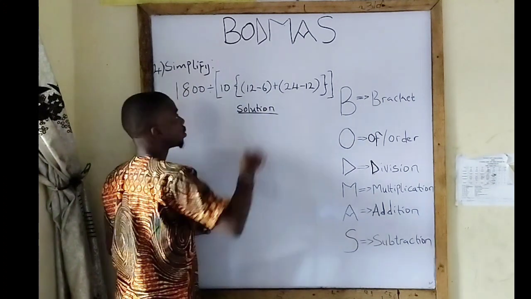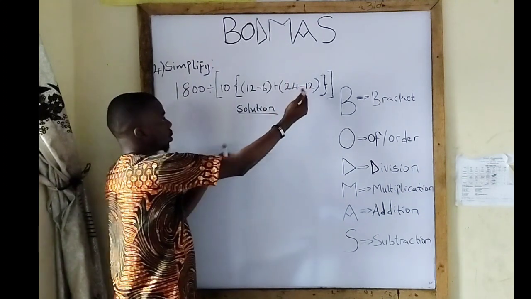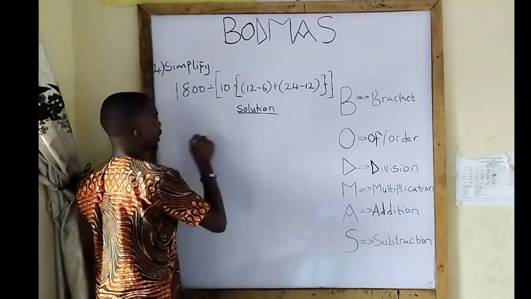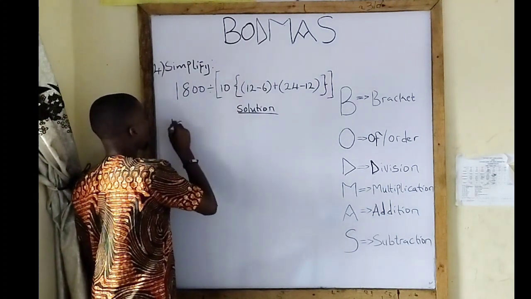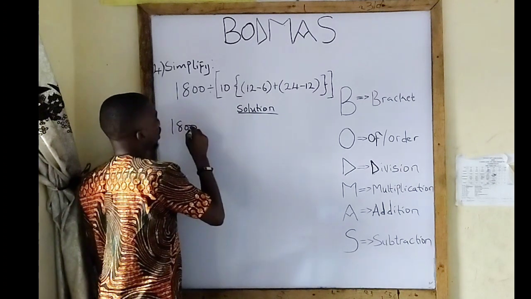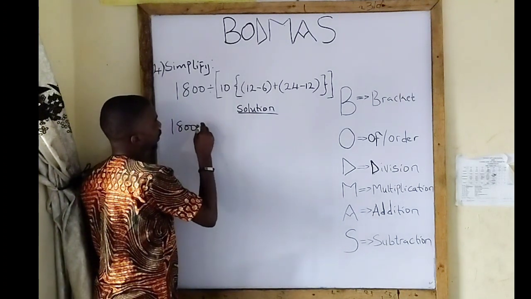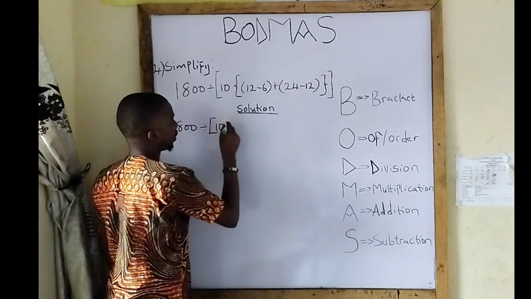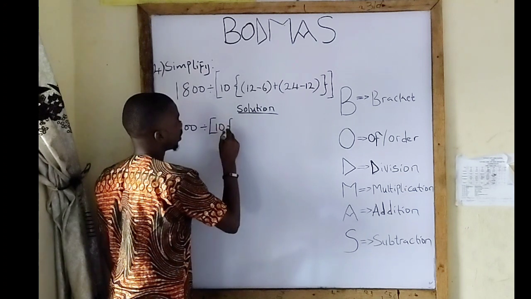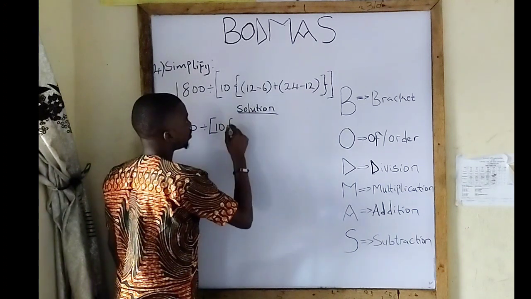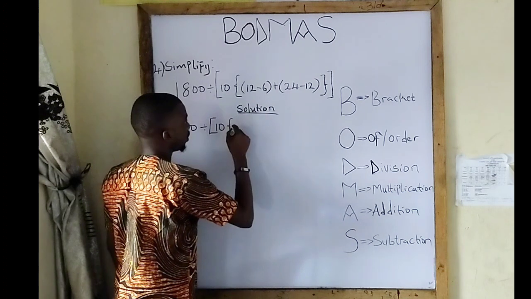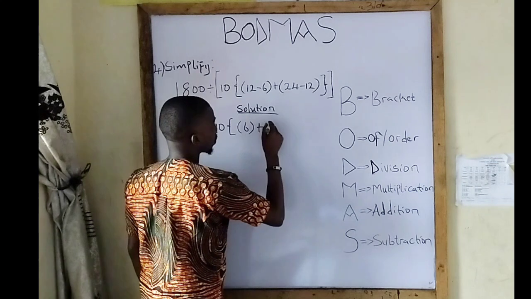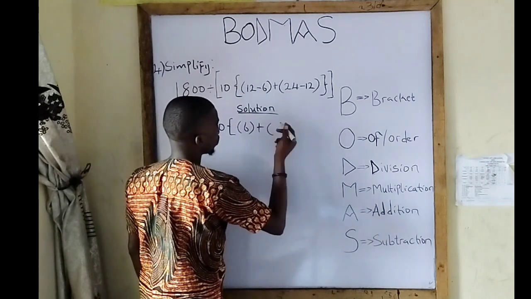but we are going to start with the inner enclosure. When it comes like this, we start with the inner enclosure. So we start with the bracket. We have 1800 divided by parenthesis open, we have 10. We have the brace here, so we have 12 minus 6 is 6, so we have 6, plus 24 minus 12, we have 12.